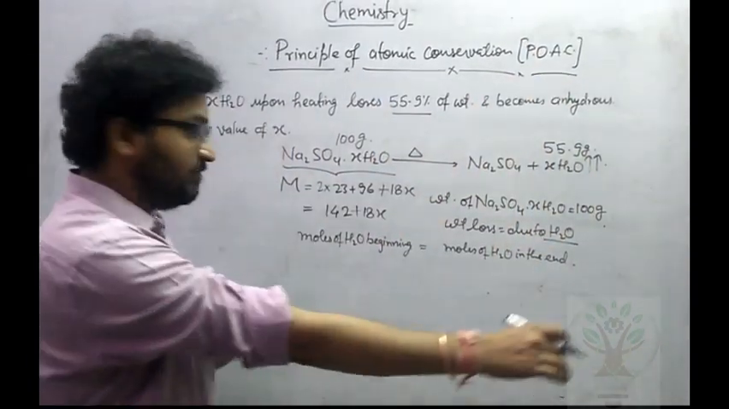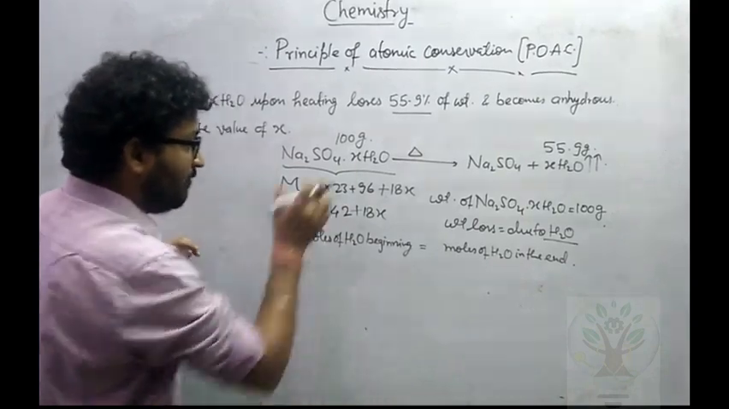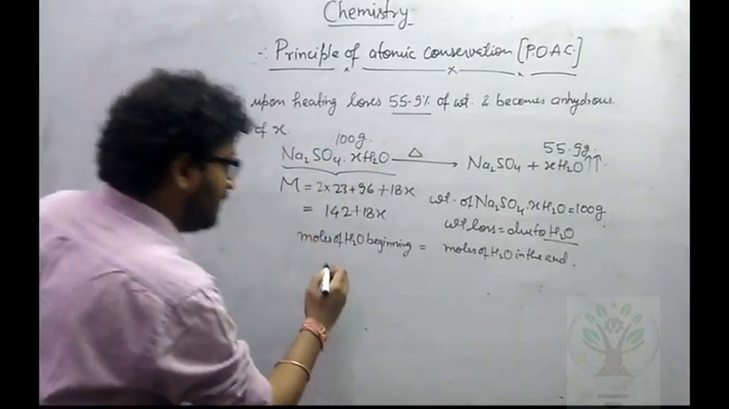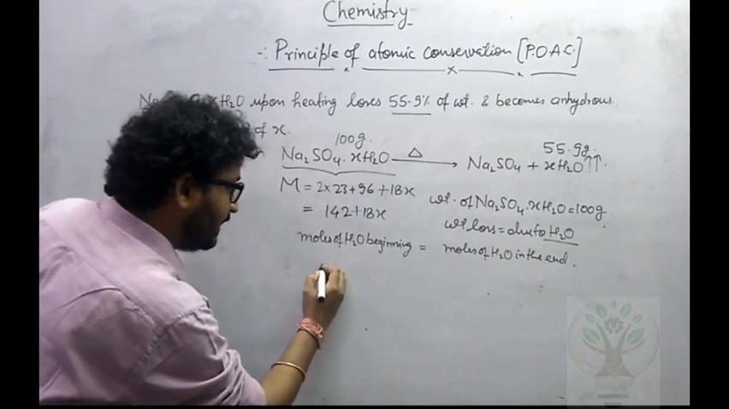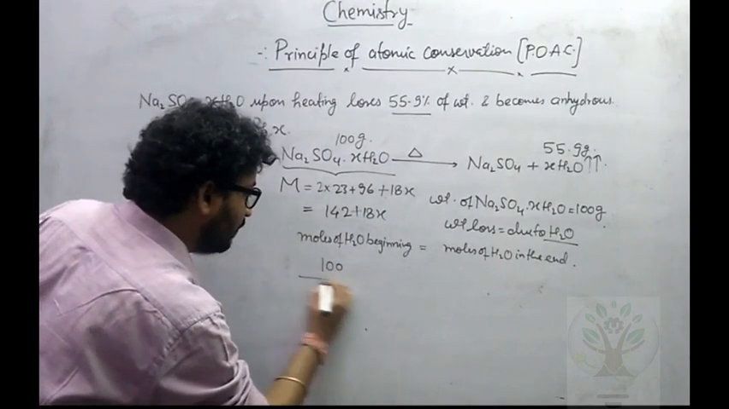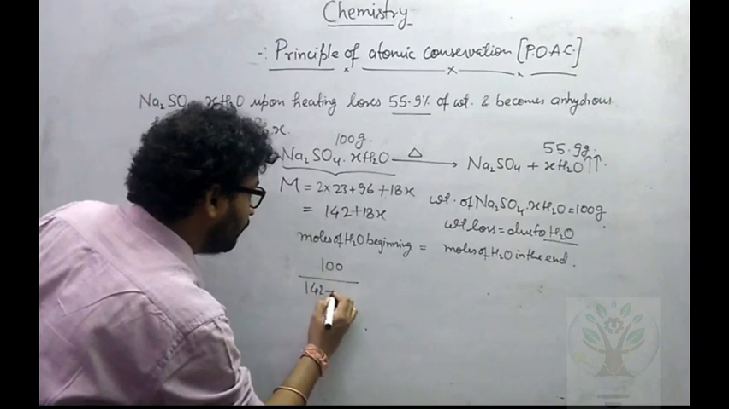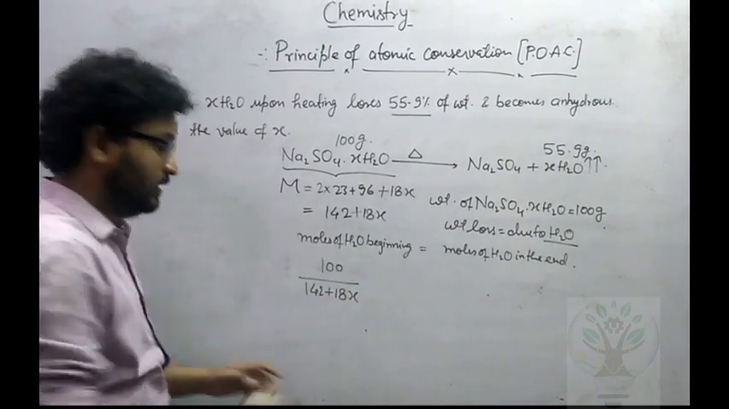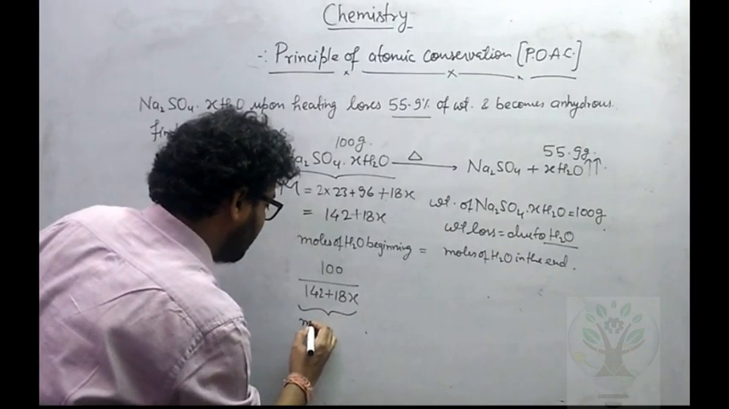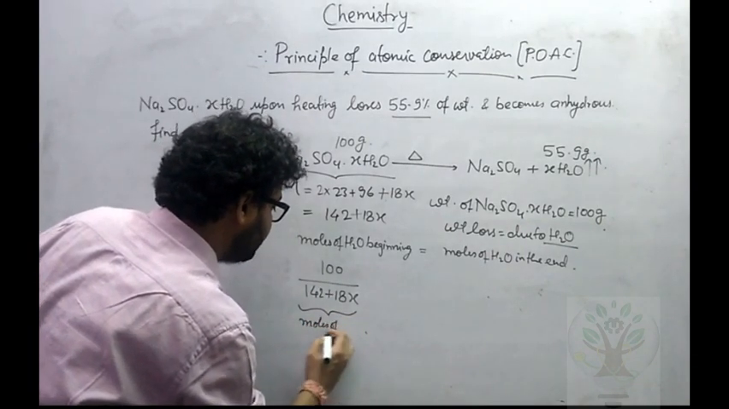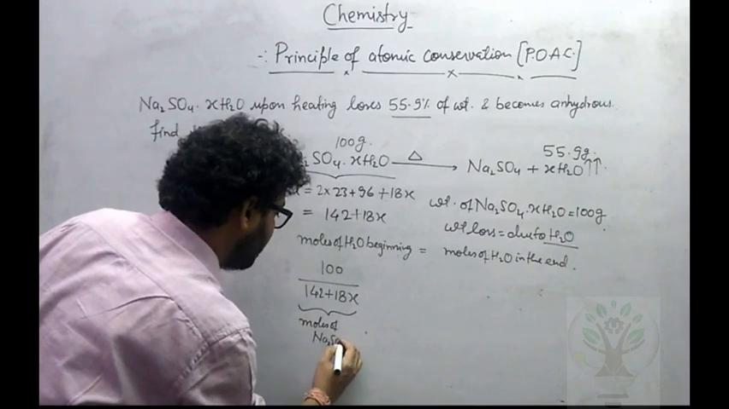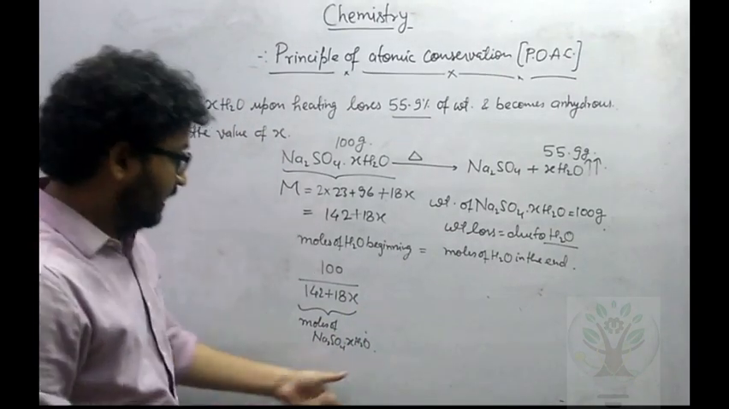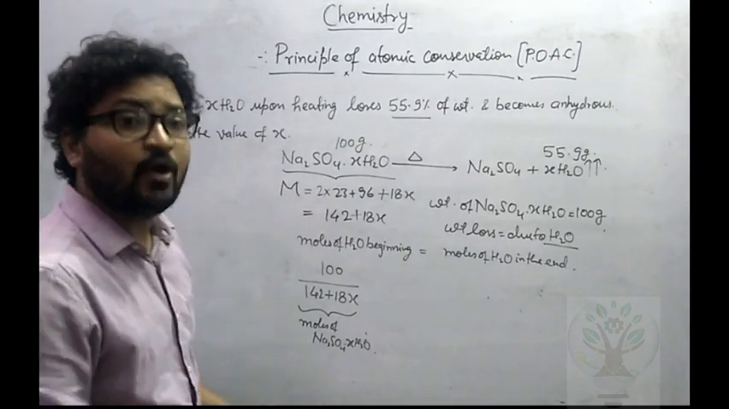Now, how many moles of H2O do I have in the beginning? Let's see. Do I have H2O in the beginning? No, I have Na2SO4.XH2O in the beginning. So if I write this, 100 upon 142 plus 18x, so you can write it. What is this? This is moles of Na2SO4.XH2O.